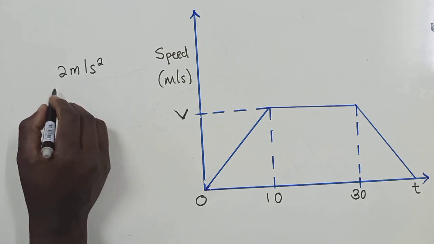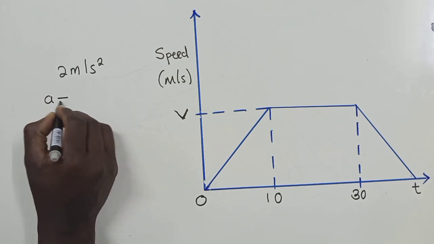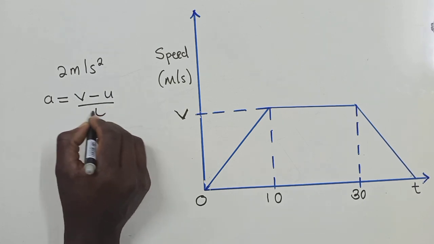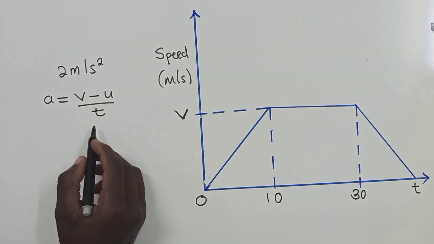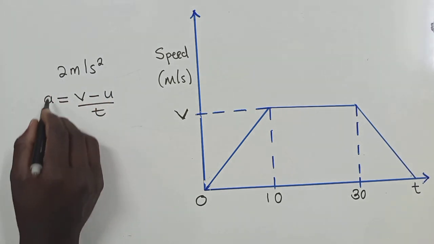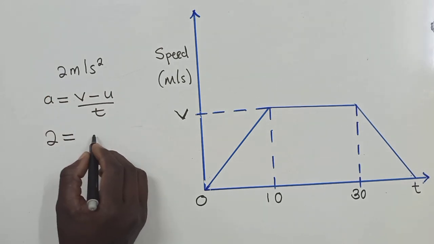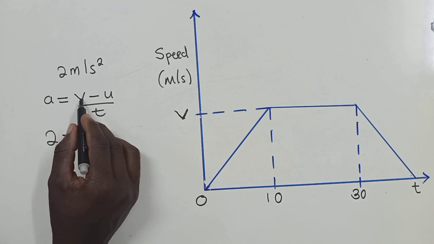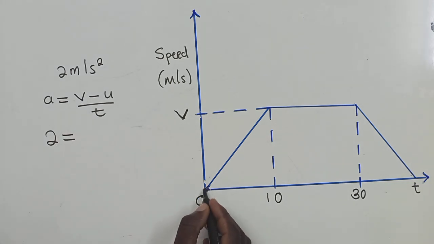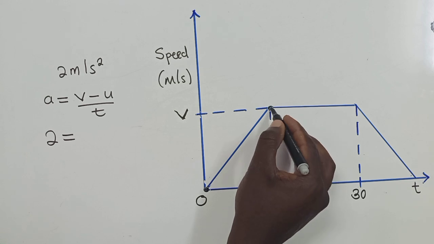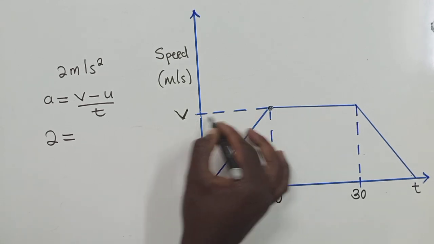Since we've been given acceleration, we use the formula for finding acceleration right here. If you want, you can use the gradient formula or this one, it's okay. We have our acceleration. We'll put it right here where A is. And v stands for final velocity. We know that this is where the initial velocity is, and the final velocity is right here. So what is our final velocity?